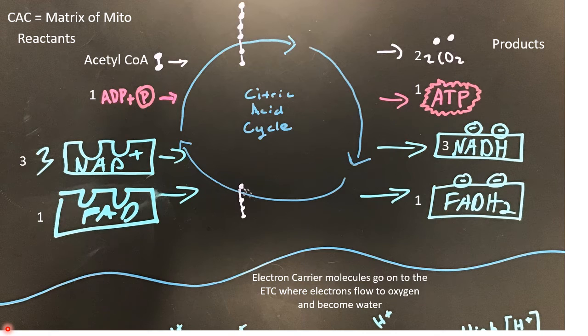So during our citric acid cycle, our electron acceptor molecules, NAD+ and FAD, will pick up electrons during the cycle, and then they will be reduced to our electron carrier molecules NADH and FADH2. And then these electron carrier molecules will go on to the electron transport chain, where electrons flow to oxygen and become water. And then our ADP molecule, during the citric acid cycle, will pick up a phosphate and become one ATP molecule, which will be used for energy.